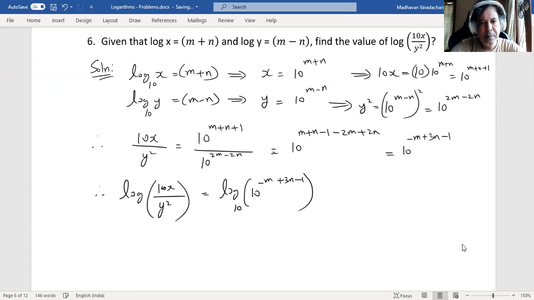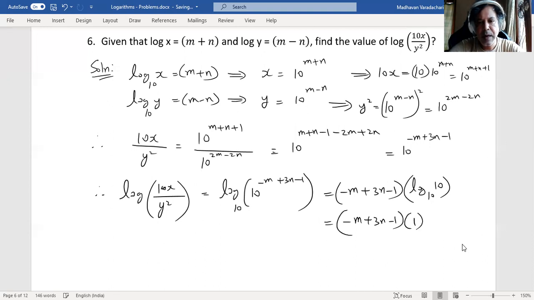This will also be base 10. That means I can rewrite it as minus m plus 3n minus 1 times logarithm of 10 to the base 10. This second term is nothing but 1. So it is minus m plus 3n minus 1 times 1, which I can write as 3n minus m minus 1. That is the solution for this.